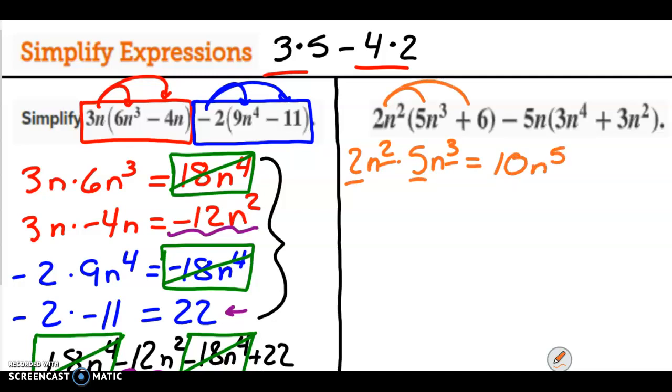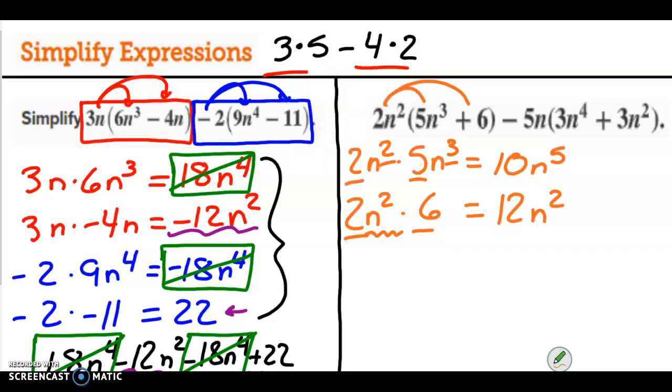And then I've got 2n squared times 6. So 2n squared times just a 6. The only thing it's going to multiply with is a coefficient, so it would be 12n squared. Sometimes we forget to include that n squared because 6 doesn't have one. Remember, if we were to break this all up as 2 times n times n times 6, we have to account for everything in that multiplication. It will stay as an n squared term.